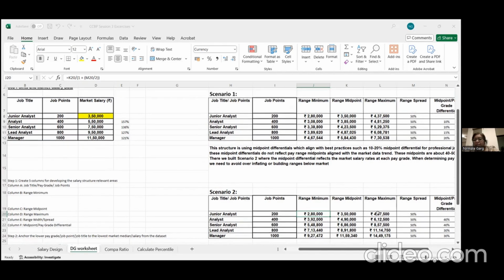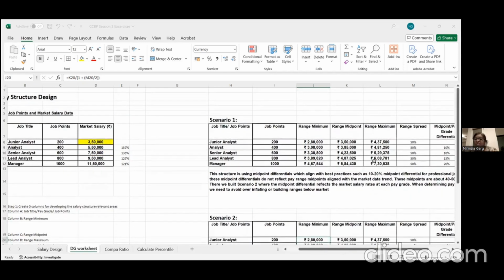Because like here, if you see, the maximum for this analyst is 4,81,000. It is lesser than your midpoint.